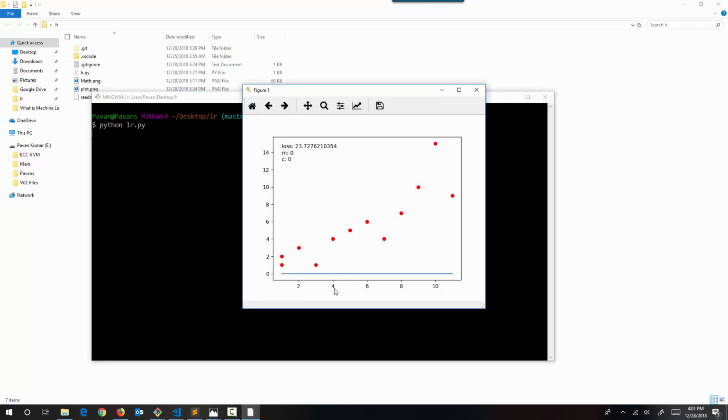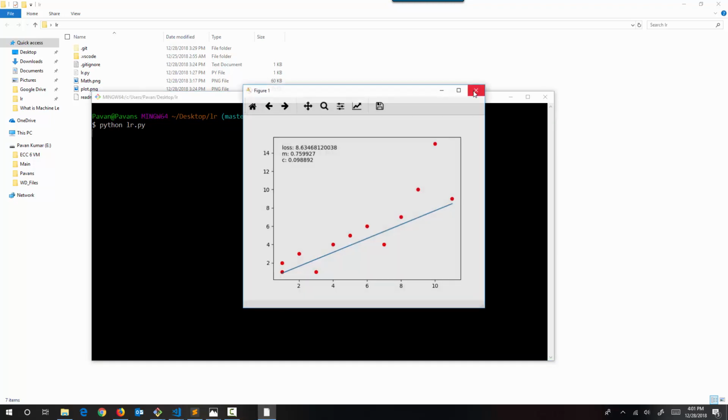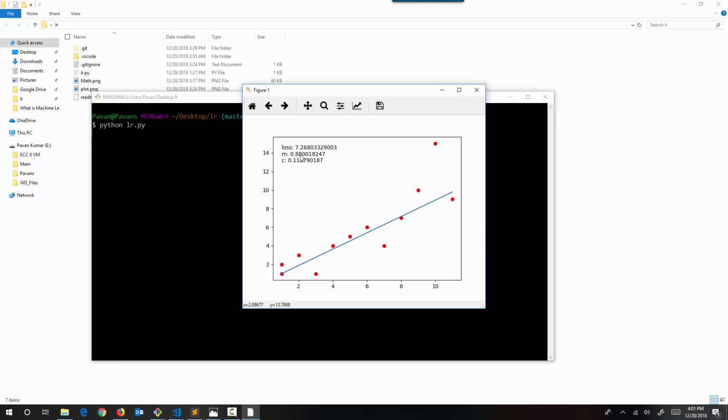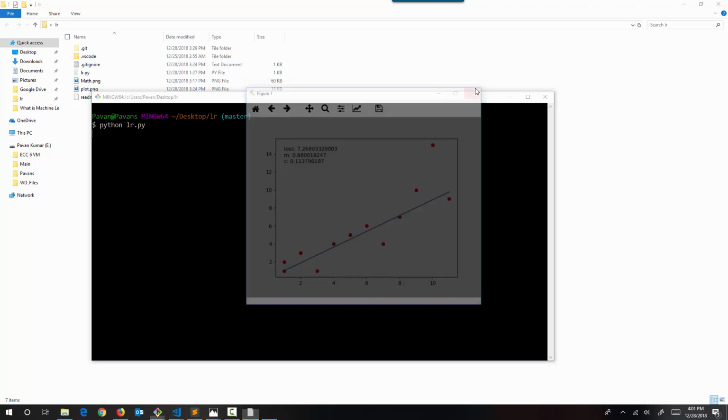Initially the line will be flat because m is 0 and c is 0, so y is equal to 0 is the line here, and then the line shifts, and now the loss is 12.9 when m is 0.5 and c is 0.67. Then again we'll apply the derivative and try to adjust the m and c values, and then again it fits, and then again it fits. All it tries to do is reduce the loss.